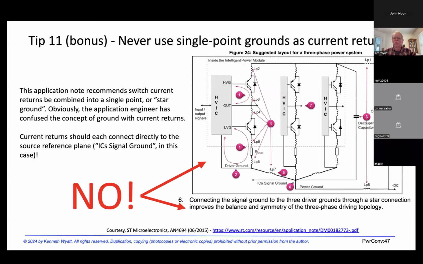Never use single point grounds as current returns. You're just asking to couple noise from one place to another when you do that.